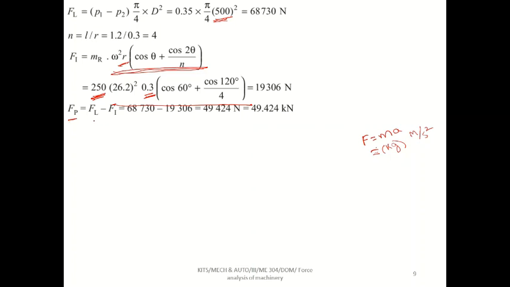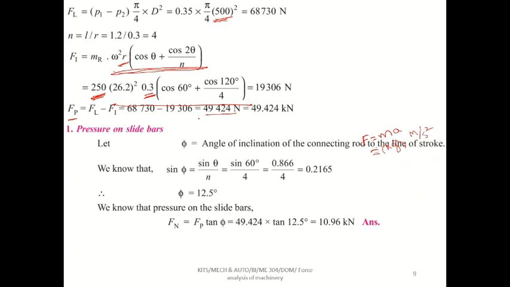Now piston effort, FP equal to FL minus FI. FL, net load, minus inertia force equals 68,730 minus 19,306. The final answer is 49,424 Newton. If you want to write it in kilonewton, it is 49.4 kilonewton. So now we got FP. Now we can find out the FN.